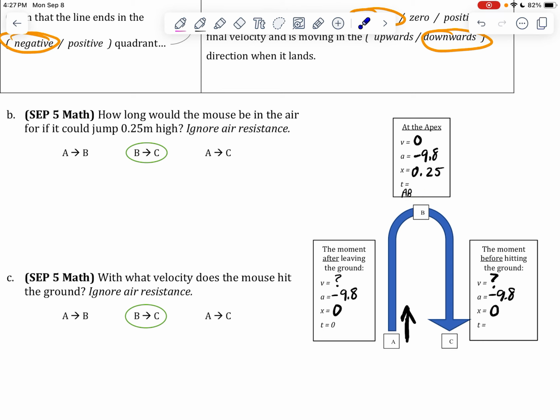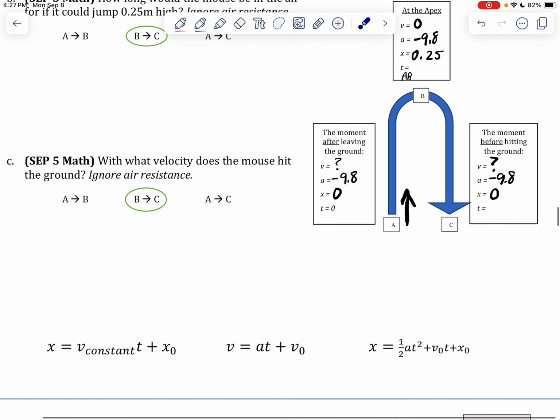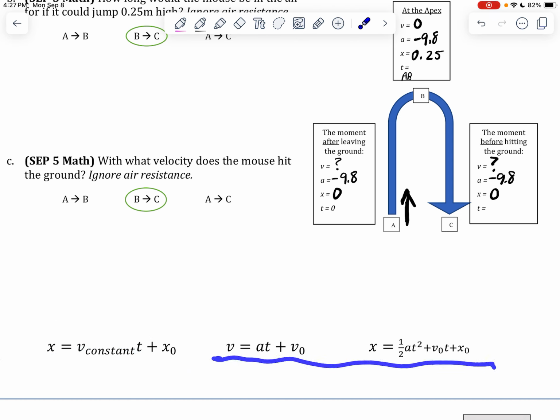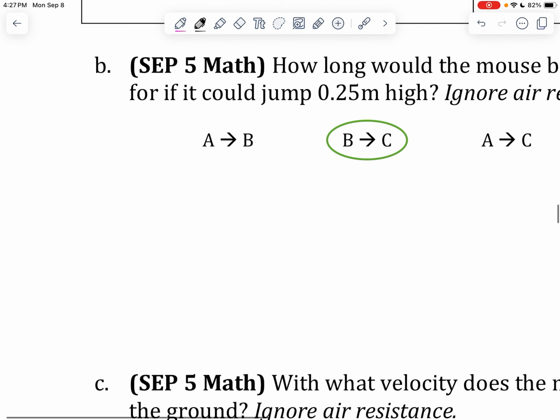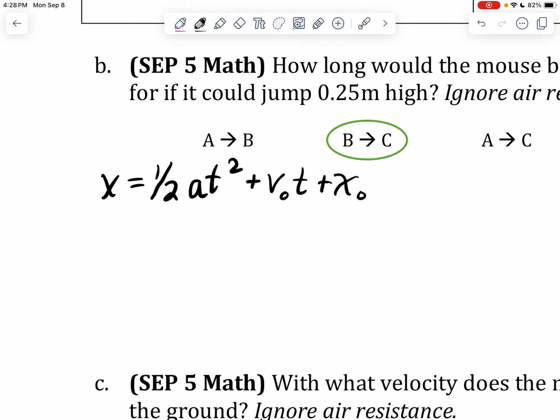Now, that will not be my answer because I want to know how long the mouse is in the air. So I'm going to solve for this time here, and then I've got to double it because I've got to go up and down. Now I need to choose an equation. If I look at my two equations, I can't use this, not constant velocity. I have these two. I do not know the ending velocity, so I can't use this equation. So I'm going to use this. Make sure you copy it correctly and carefully because you don't want that to be the thing that is holding you up. All right, and now we just need to plug in some values.